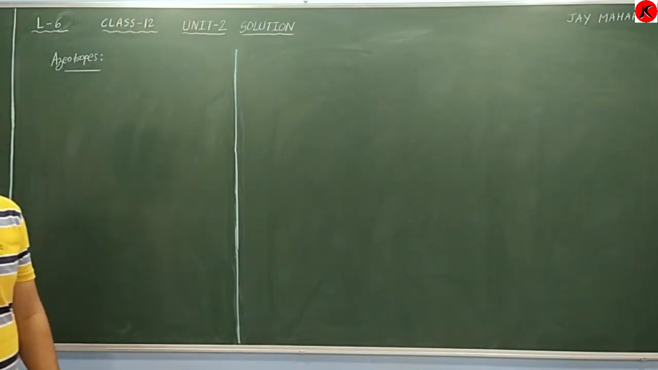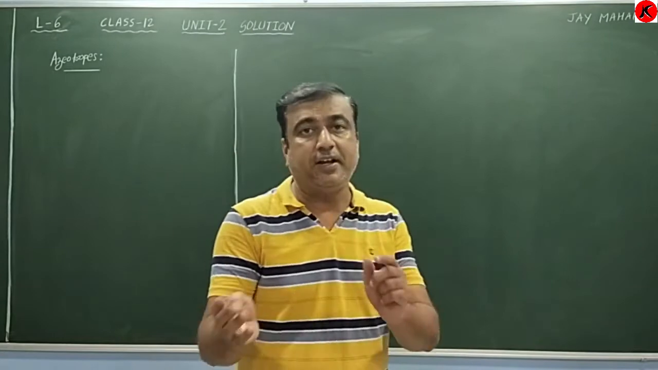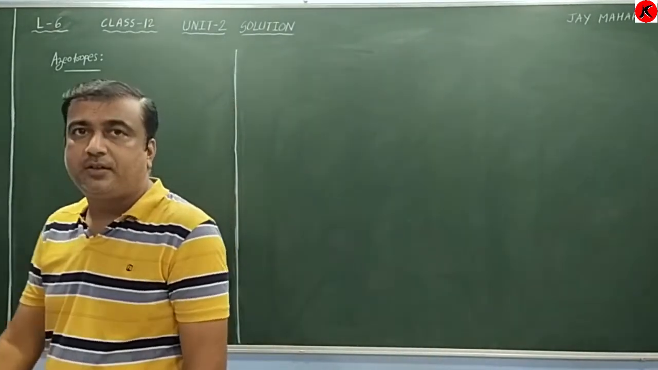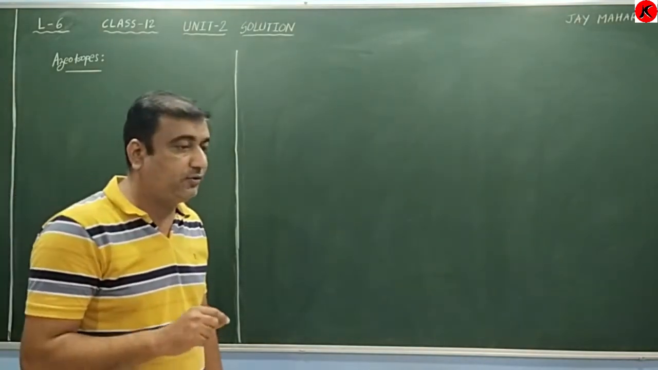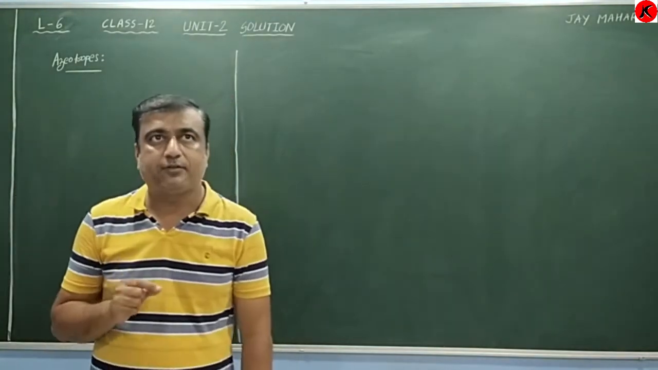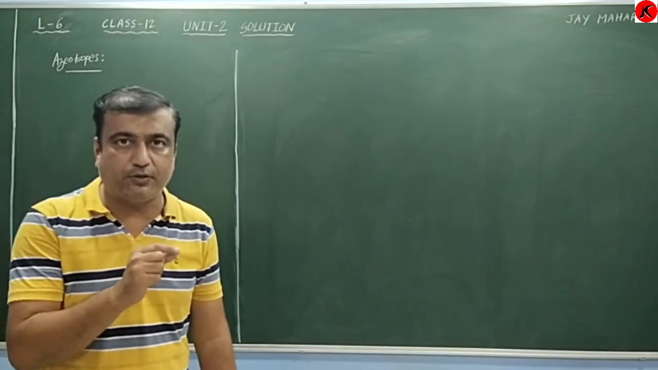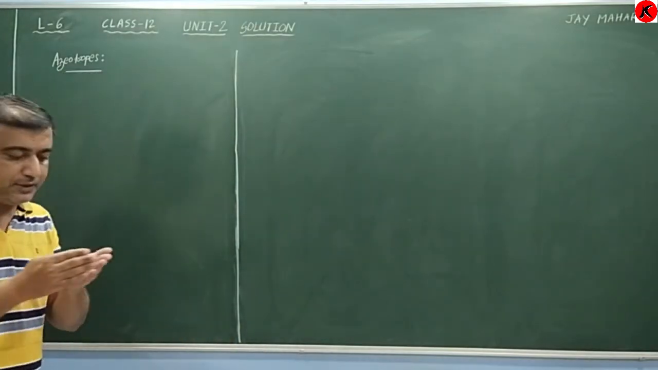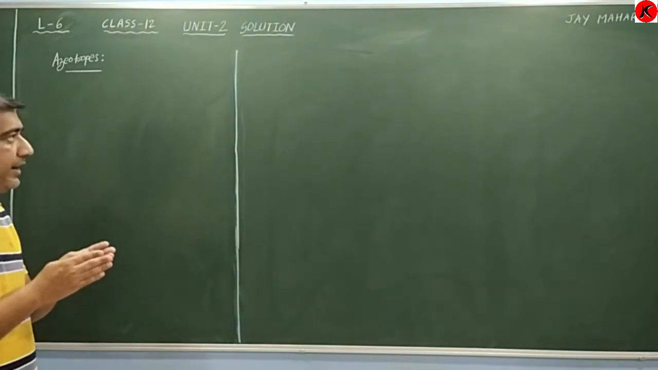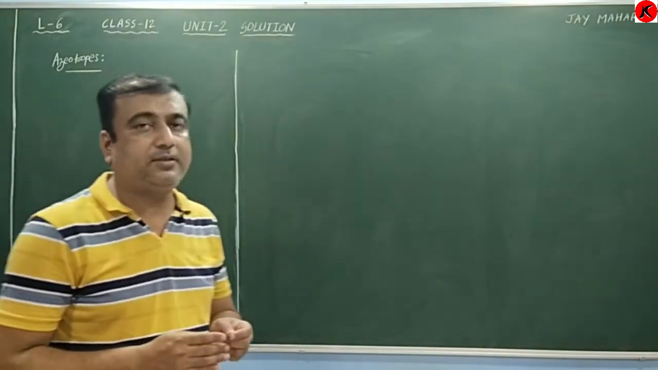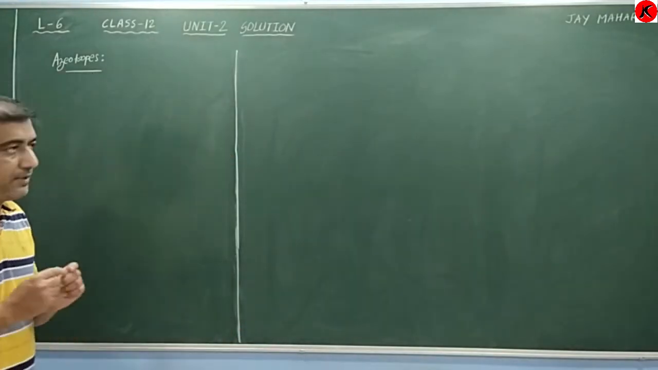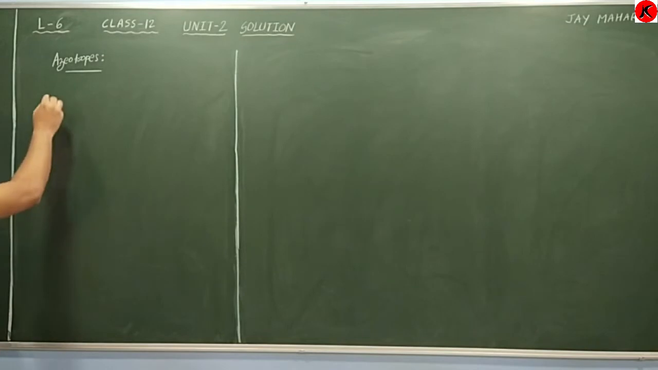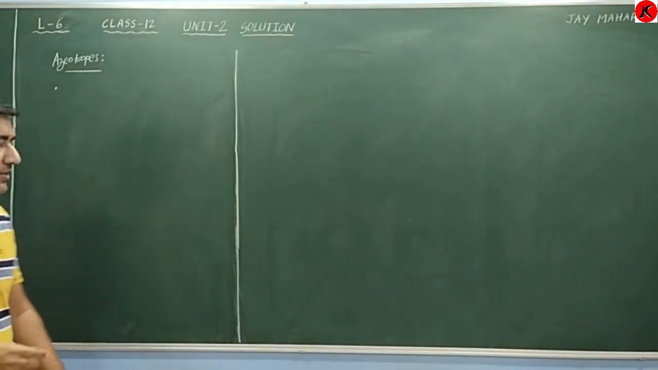In the last lecture we discussed ideal and non-ideal solutions. We know very well azeotropes are formed by non-ideal solutions. An ideal solution never forms an azeotrope. So an azeotrope is formed by a non-ideal solution. That means an azeotrope is a mixture, a binary mixture. So what do we mean by azeotropes? The first point is that it is a binary mixture.